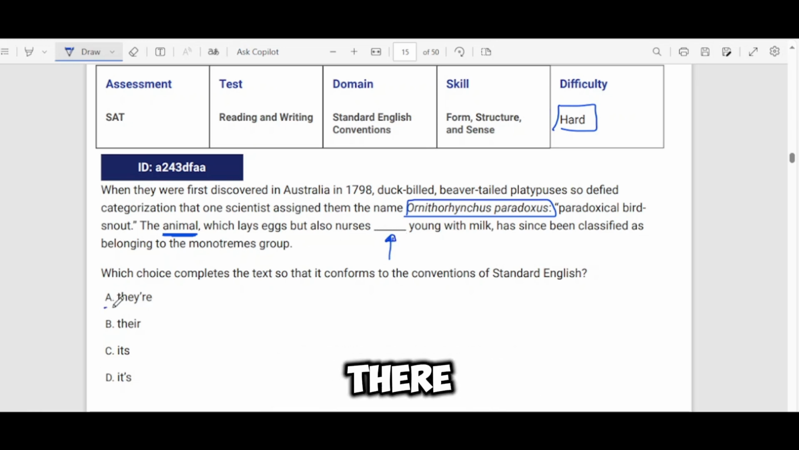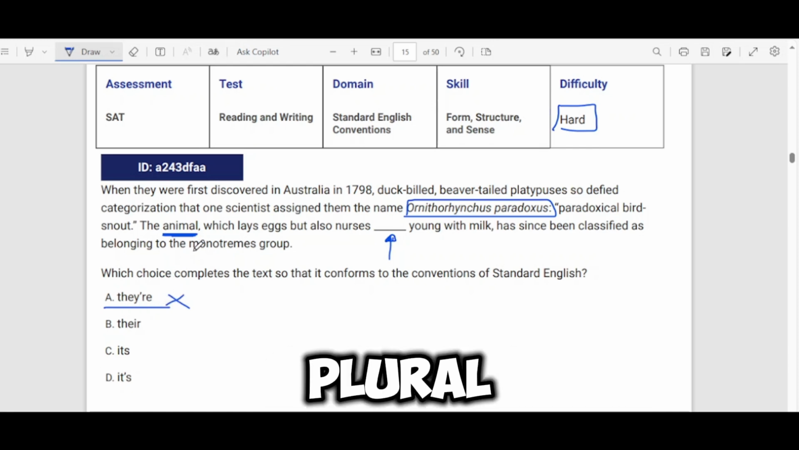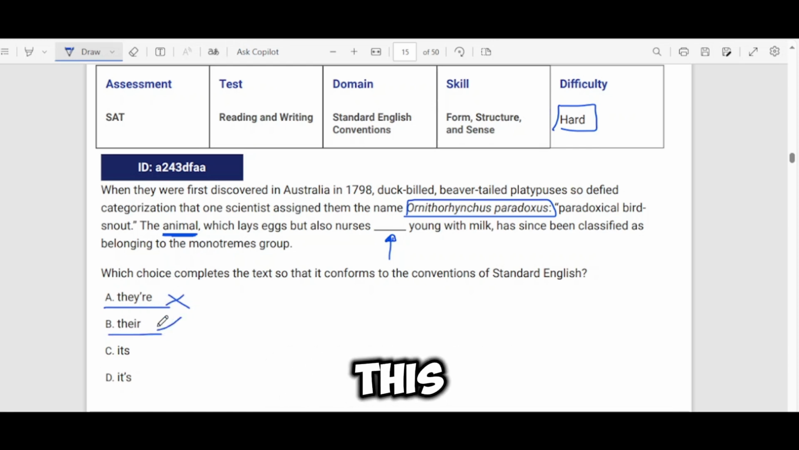So let's see. There, no, there is not singular. It is standing for plural. There, no, this is also incorrect. It's, yes, this seems correct, and this also seems correct. Now I'm going to tell you one thing. Why was this question hard? Because they have these two things which look similar. Now the biggest question is which one to choose.